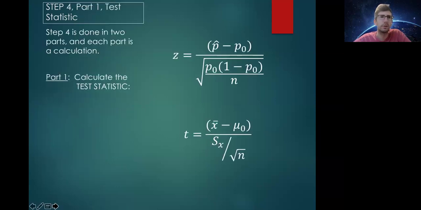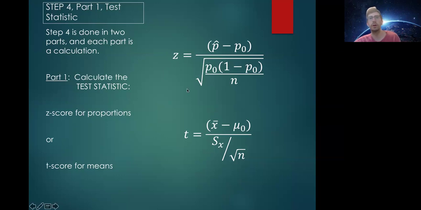So step 4 has 2 parts. Each part is a calculation, right? This is where we're going to calculate the test statistic. This is our z-score and our t-score. Now we're going to call this the z-test statistic or the t-test statistic, right? You can see the calculations are very, very similar to what we've seen before, almost identical. Just note that we're using the p naught here.